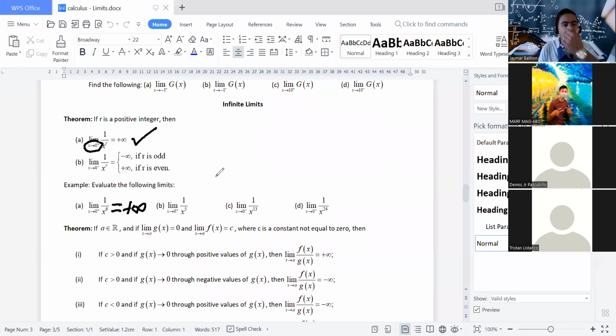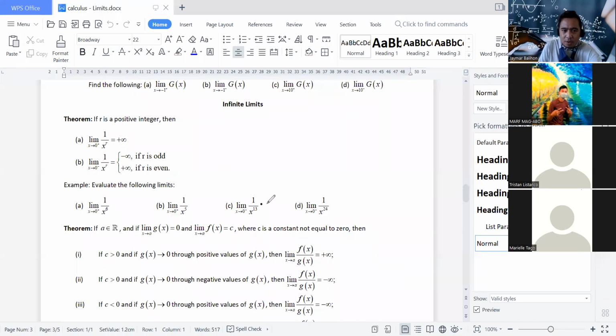If it is the right-hand side of 0, positive infinity. If it is the left-hand side of 0, then you have to look at the parity of r. Okay, what's the answer here? Negative infinity, sir. Why negative infinity? The r is odd, sir. Right-hand side, it should be positive infinity. You only use the parity if it is the left-hand side. Understood? Yes, sir. Good.